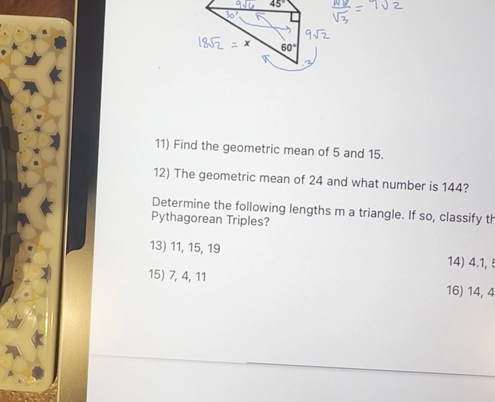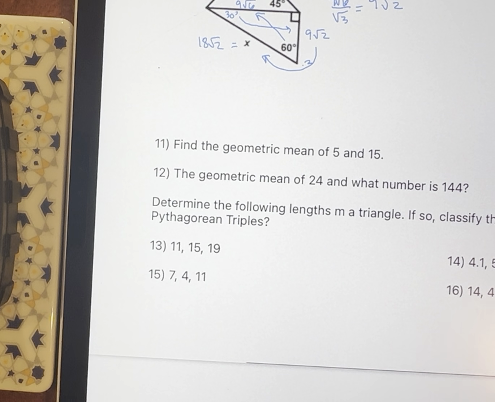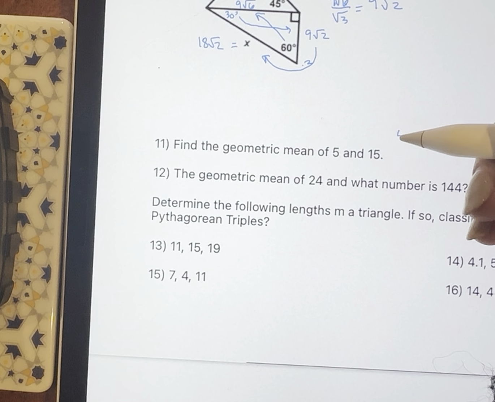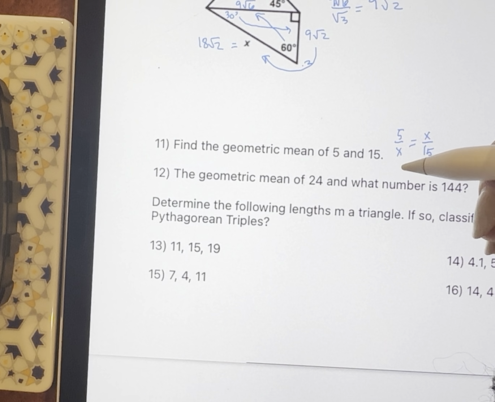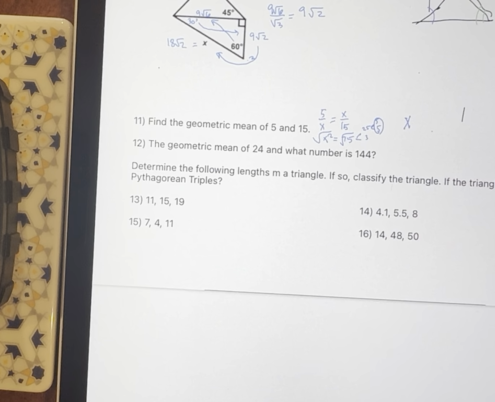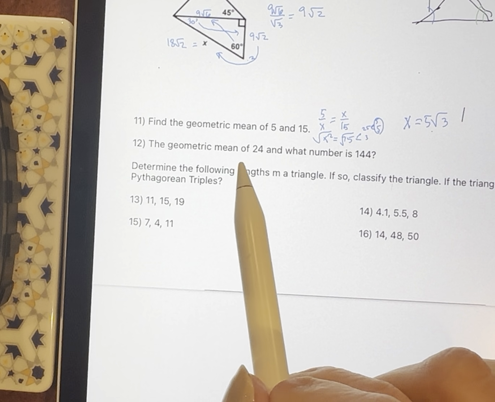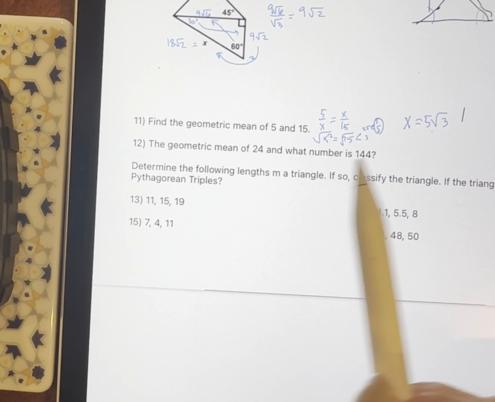Now we go to geometric mean. Find the geometric mean of 5 and 15. So that's 5 over x equals x over 15. And I get x squared equals 75. Square root both sides. 75 is 25 and 3, 5 and 5. So I get that x equals 5 rad 3.